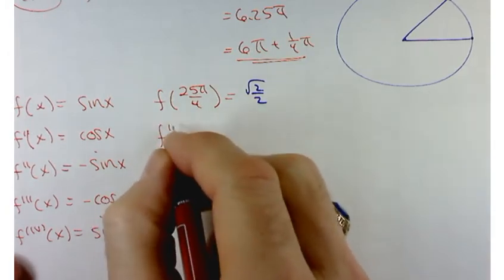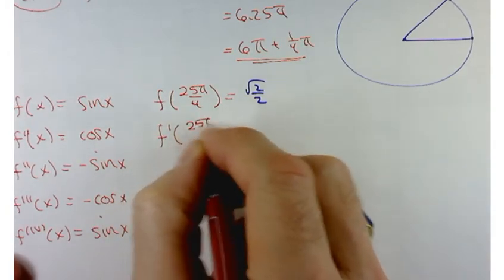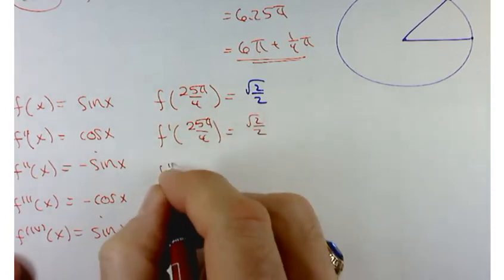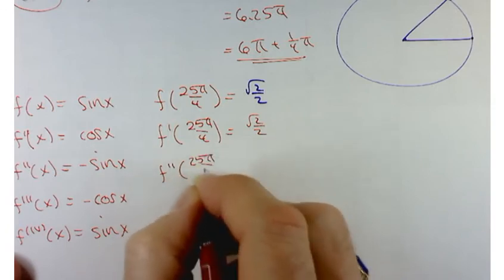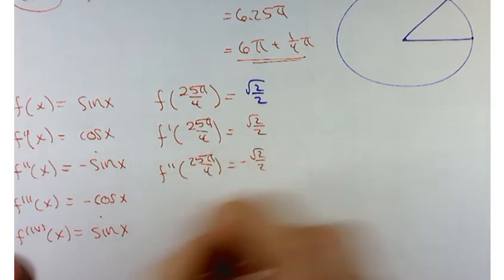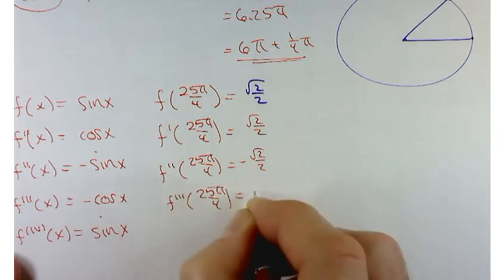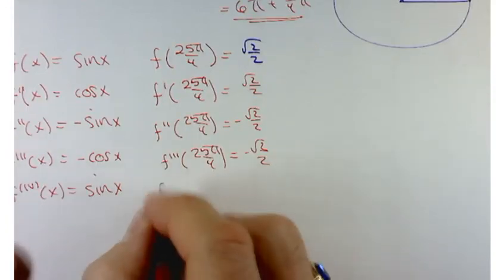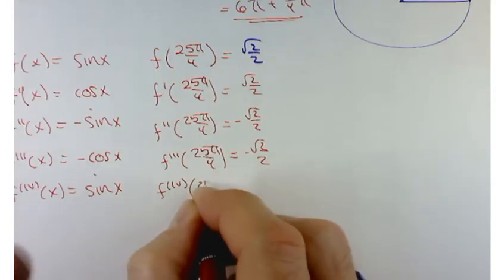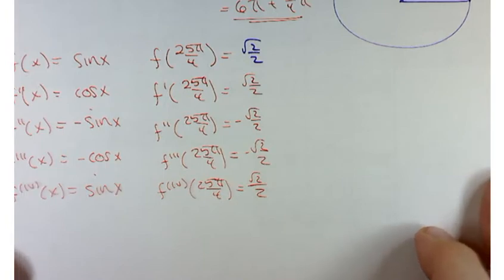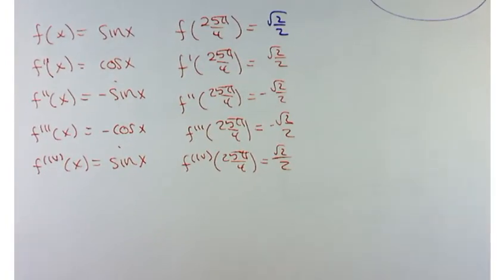f prime of 25 pi over 4. So again, root 2 over 2. f double prime of 25 pi over 4. Negative root 2 over 2. Negative root 2 over 2 again. And finally, root 2 over 2. Whew. All right. Let's come up with our Taylor series approximation then.